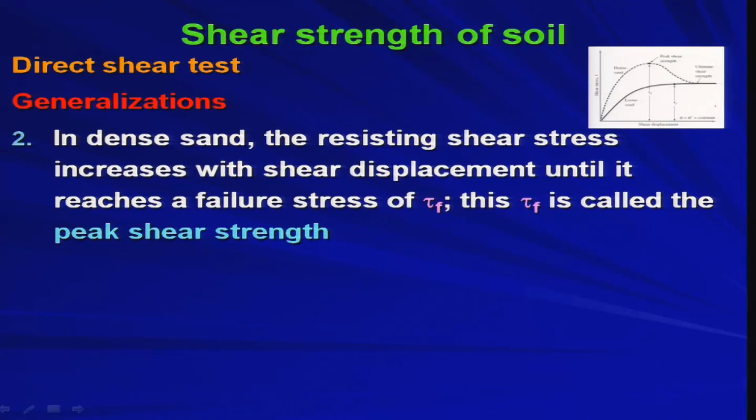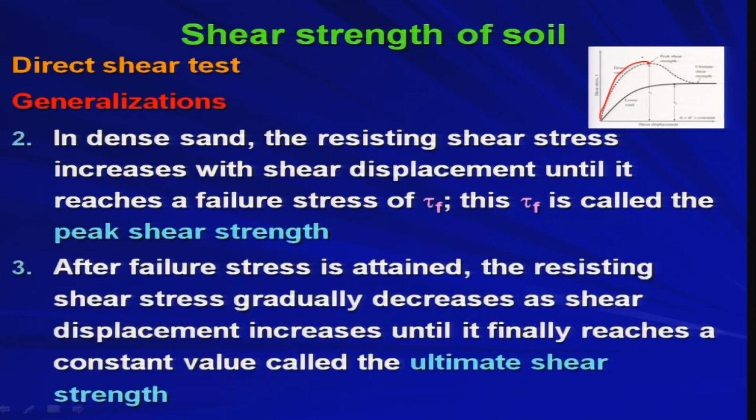Whereas in the case of dense sand, the resisting shear stress increases with shear displacement until it reaches a failure stress of tau f. This tau f is called the peak shear resistance. As you increase the shear displacement, the shear stress increases and you reach the peak, which is your tau f, known as the peak shear strength. Then, when it reaches the peak, I am initiating the failure.